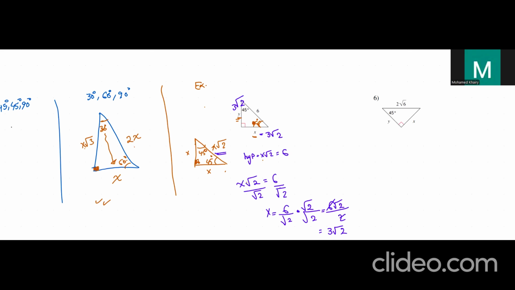Okay, let's solve another question. He said this is a 45 right triangle, as you can see. Based on this, you are going to know directly that this one also is what?